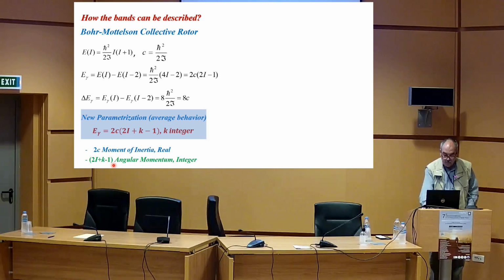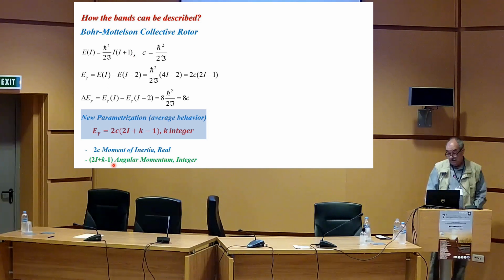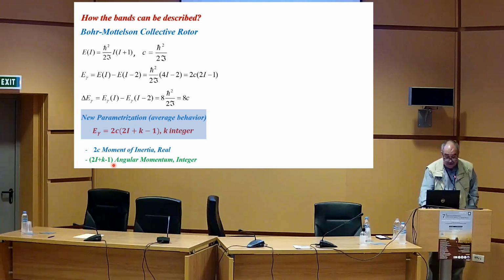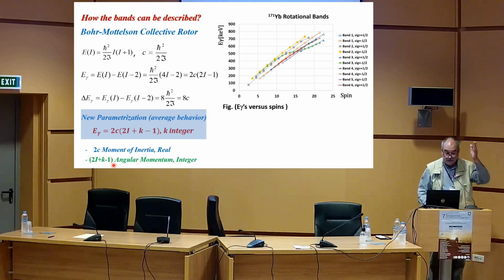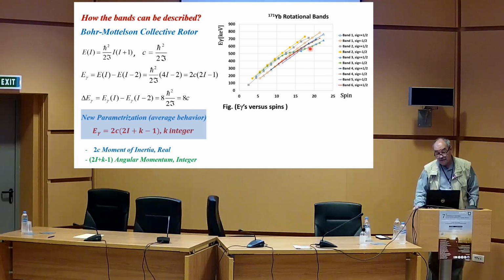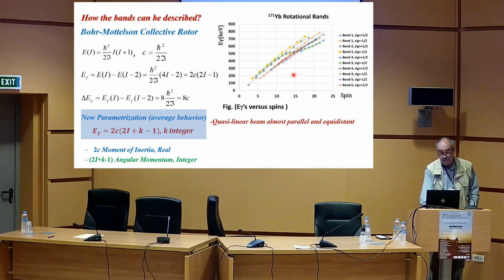Next, I'm going to show you that this is not a sparse property, but rather the rule than the exception. And how is that? This is a representation of the experimental gamma energies versus spin. Now we can see that this is pretty much like the ideal dependence. It's a linear dependence with deviations from the straight lines, especially band number 3. The other bands are mostly a quasi-linear beam of almost parallel and equidistant lines.